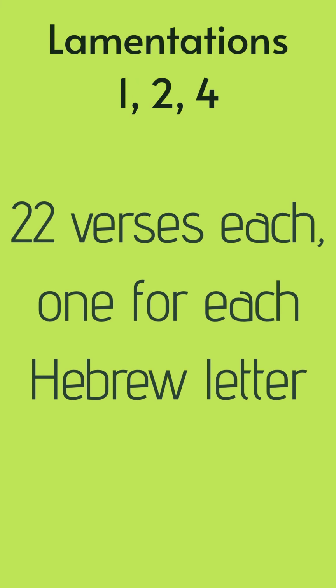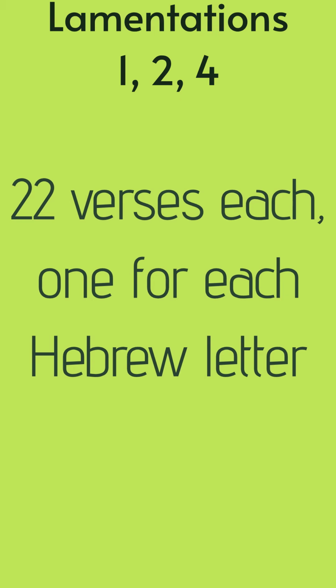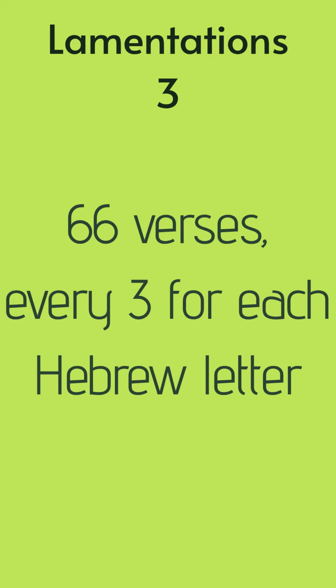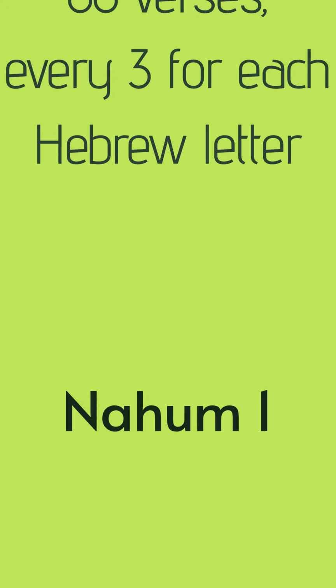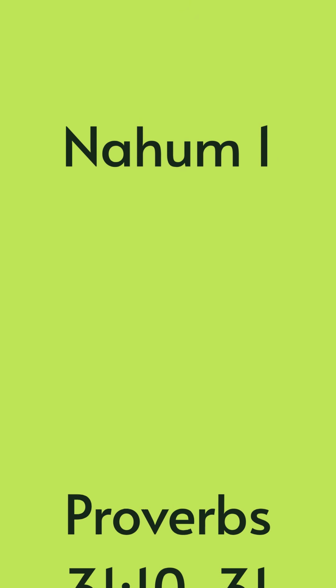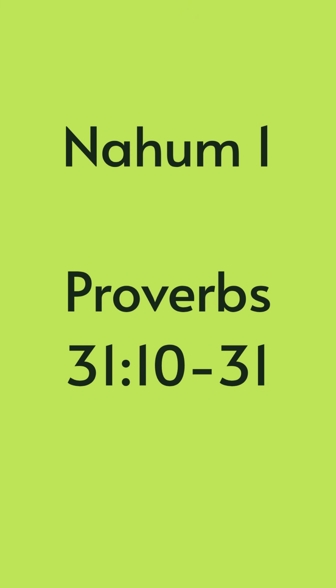Chapters 1, 2, and 4 of Lamentations each have 22 verses, each verse starting with a different letter of the Aleph Beit. Chapter 3 has 66 verses, where the first 3 verses each start with Aleph, the next 3 with Beit, and so on. Nahum 1 is considered to possibly be an acrostic poem, though it does not go over every letter, every line. And the poem of the virtuous wife in Proverbs 31 is also an acrostic poem, with every line starting with a different letter of the Aleph Beit.